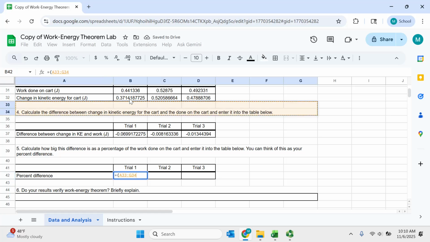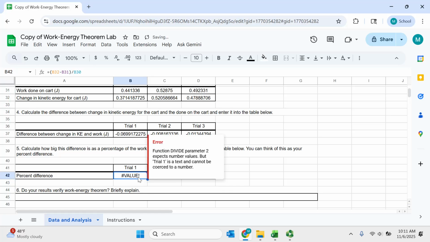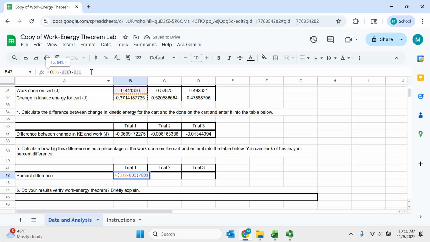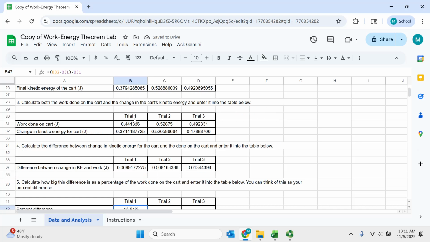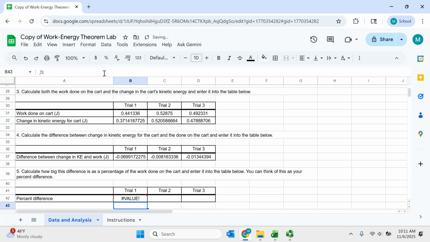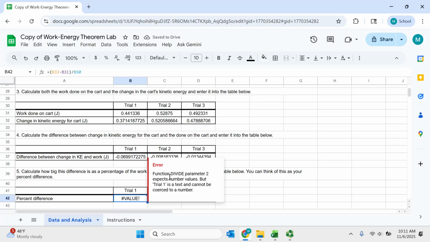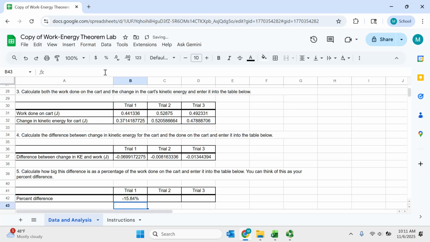I would do change in kinetic energy minus work done. I am putting those in parentheses because I wanted to do that first. And then we're going to divide it by the work done on the cart. What's going on here? Oh, B31. Sorry. So there, what happened was I said B30, which is not a numerical value. So if you see what it did is it said value. This is an error. It tells me I can't divide by trial 1. That makes no sense. So it tells me that there's an error in there. I've also set this to be a percentage, and the way you can do that is to click Format as percent. So there we go.